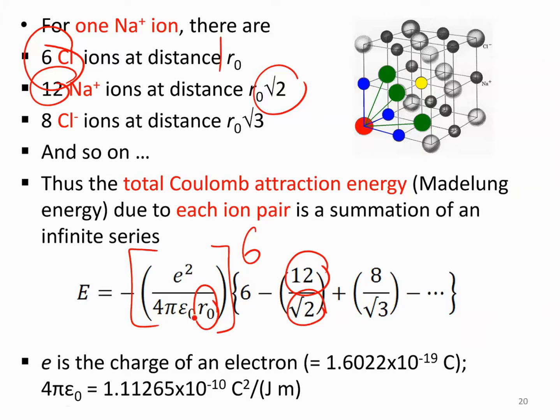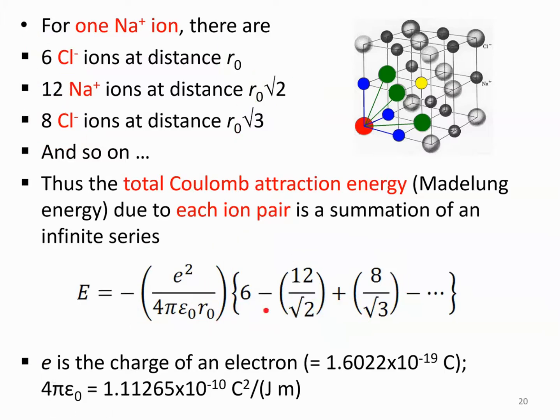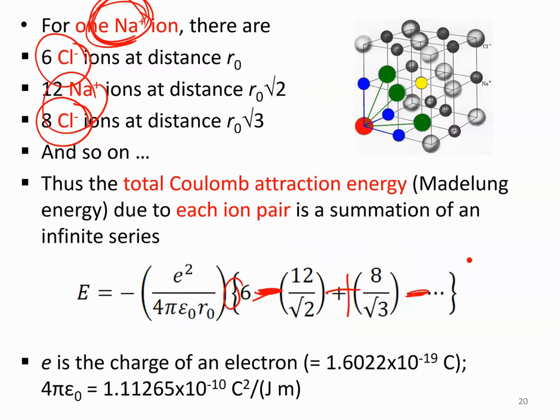The first one is 1 R0, so here is 1 over 1. The second term is square root of 2 R0, so it's over square root of 2. The third term will be how many? The number is 8, then over square root of 3. And that's one thing that you need to bear in mind: for Na and Cl, here is positive. Na and Na will be negative because they have the same charges. Na and Cl, positive. And the fourth one, if Na and Na, then they will be negative.